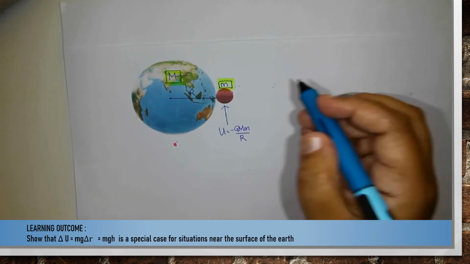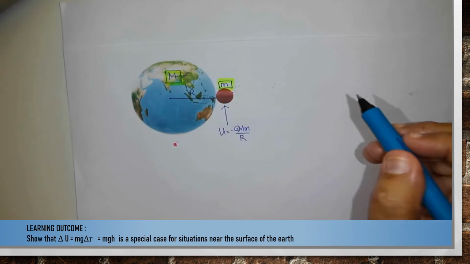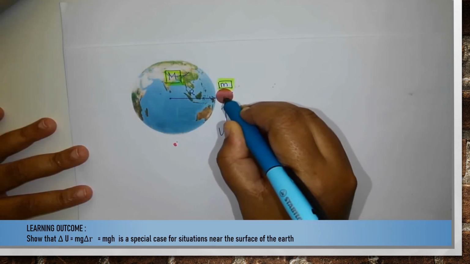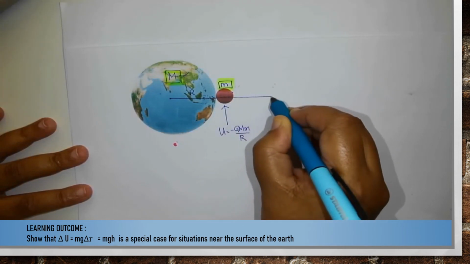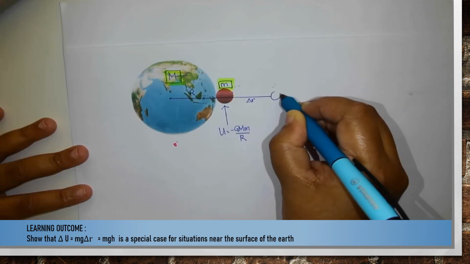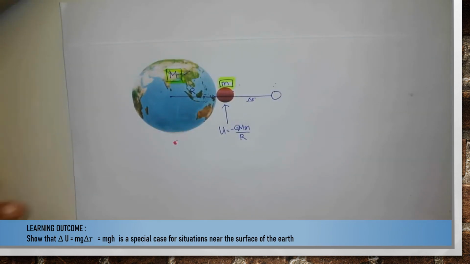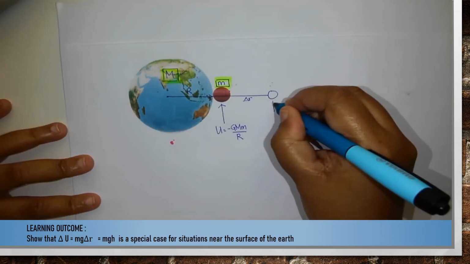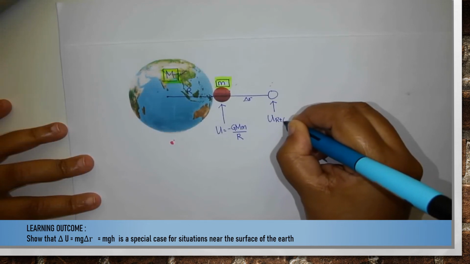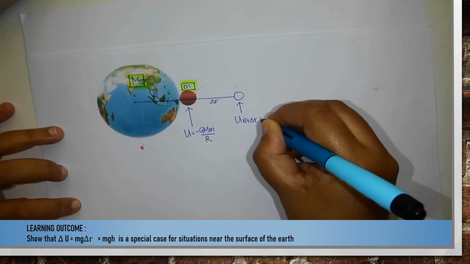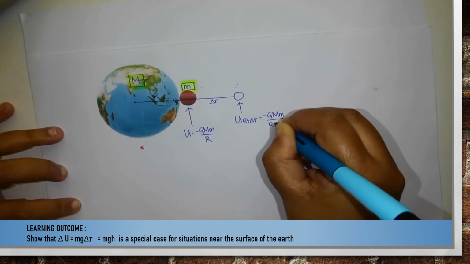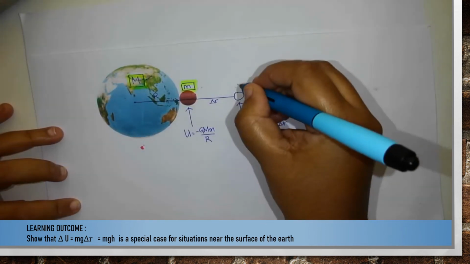Now this body is raised from here through a small height, which I'm going to just draw here, delta R. So the U at R plus delta R will be negative GMm over R plus delta R, where m is the small mass.